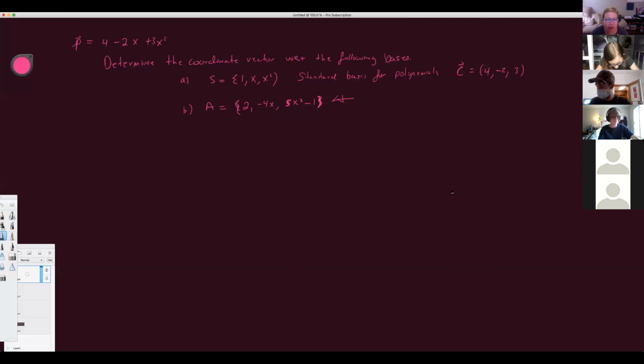Okay, so remember this, we were looking at this. See if you can figure out what the coordinate vector for our polynomial up here, P, our vector, is on this basis here, this A basis.